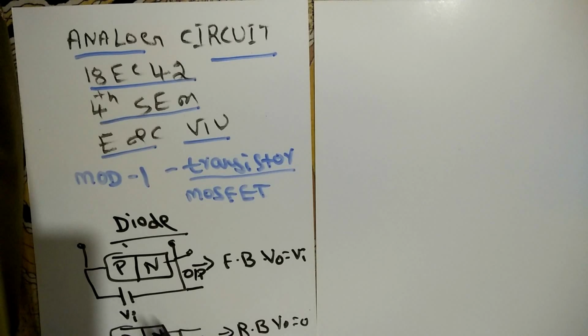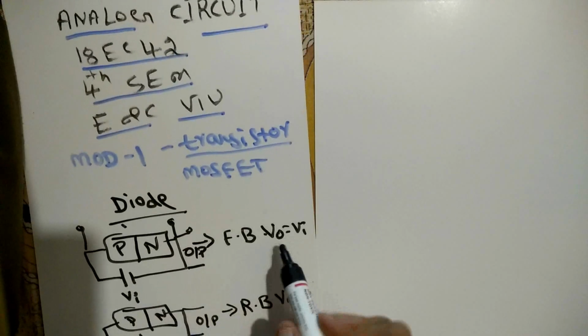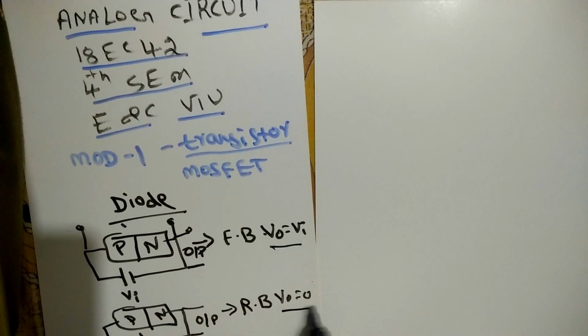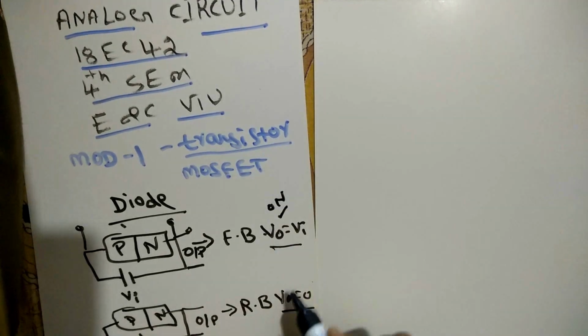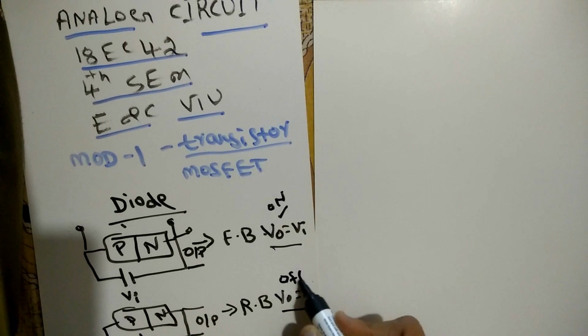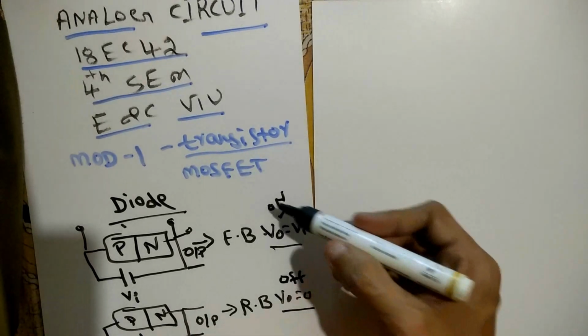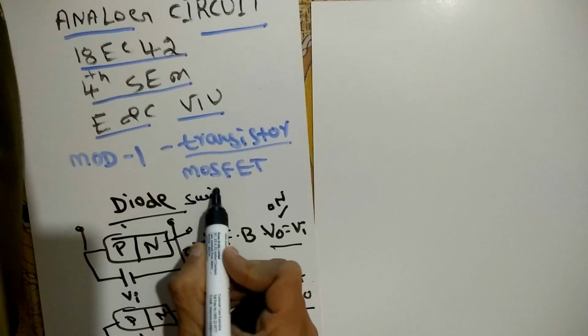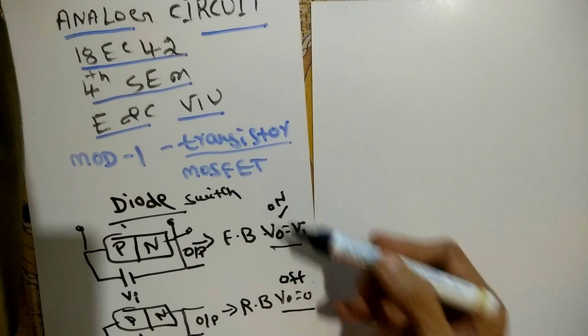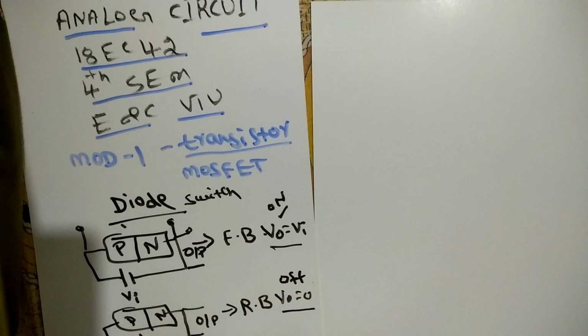There are two conditions in a diode. One is V0 equal to Vi, the other is V0 equal to 0. When V0 is equal to Vi, we call it on, and when V0 is equal to 0, we call it off. So the total operation is a switching operation. The diode is nothing but a switch which can operate either on or off in these two conditions.